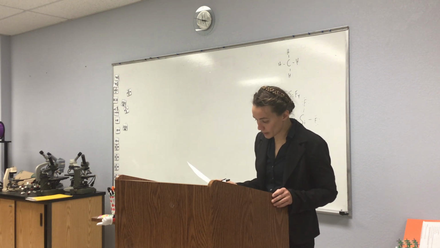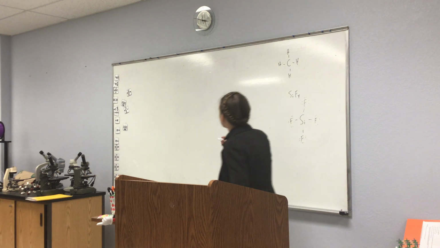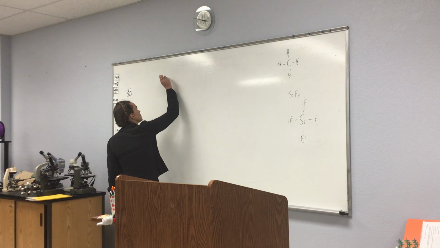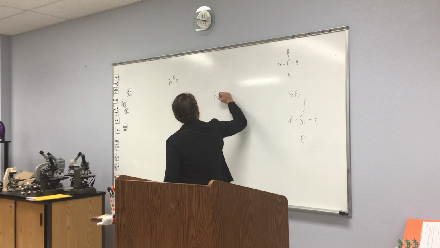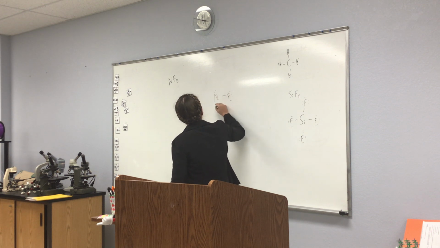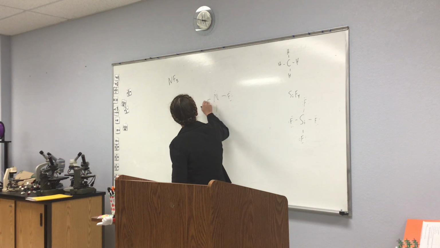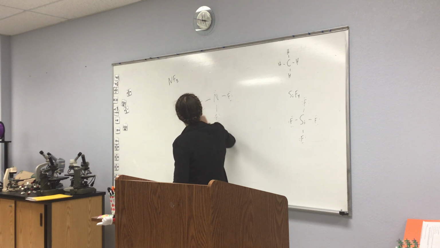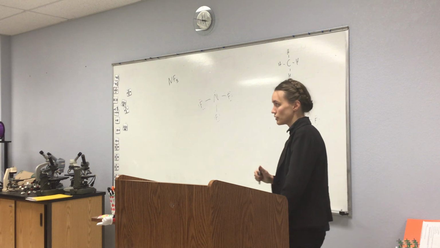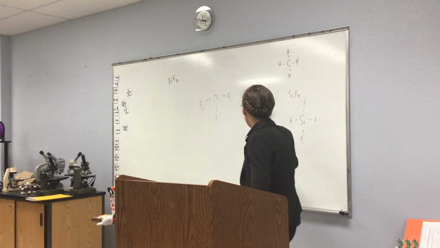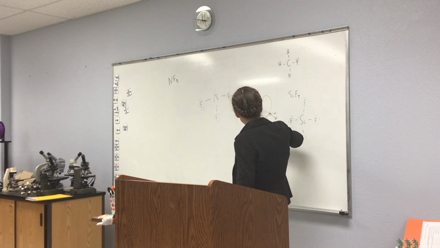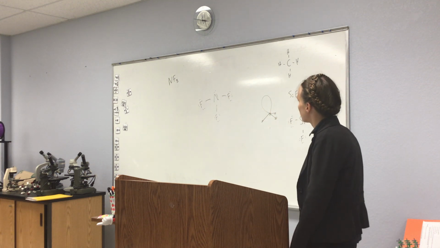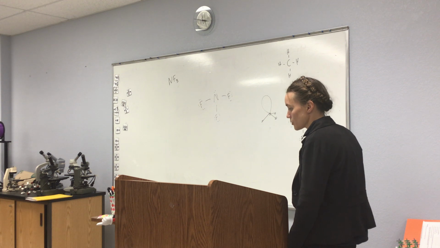Let's look at something like NF3, which we know is shaped like this, right? And it's actually forming a three-dimensional shape like so, where you have this lone pair sticking out on one side. The triangle pyramid. Yeah. Trigonal pyramidal.